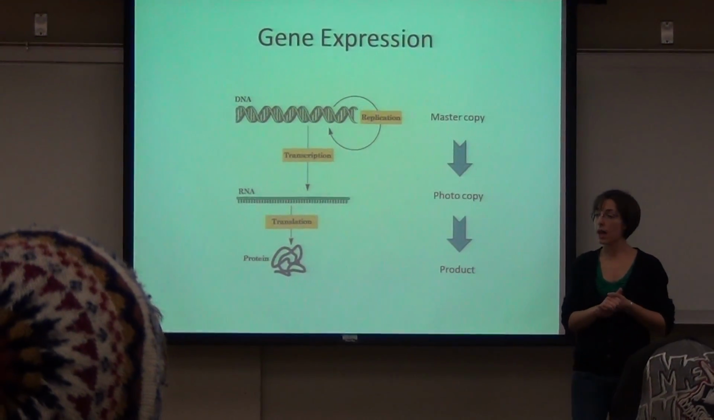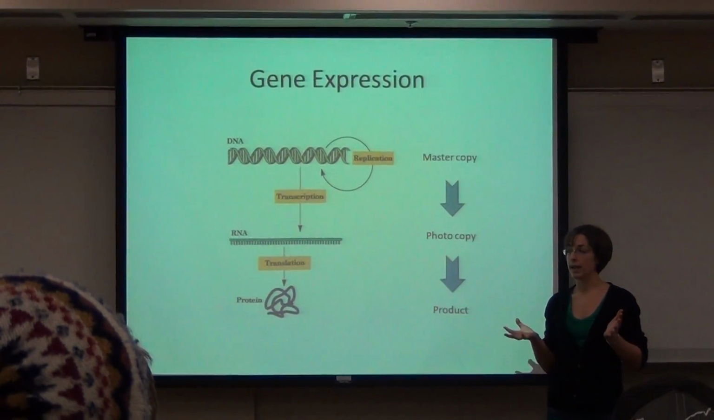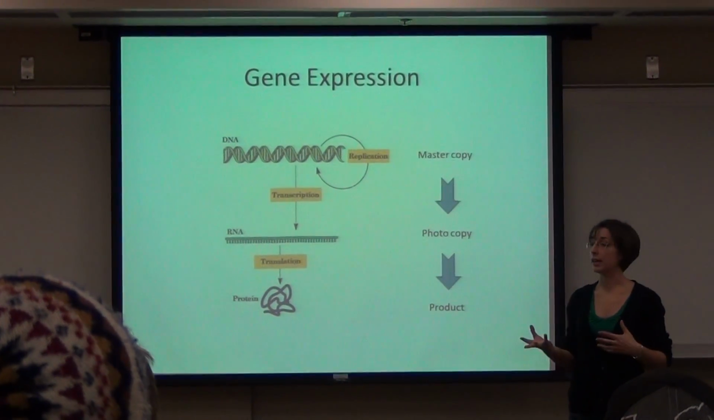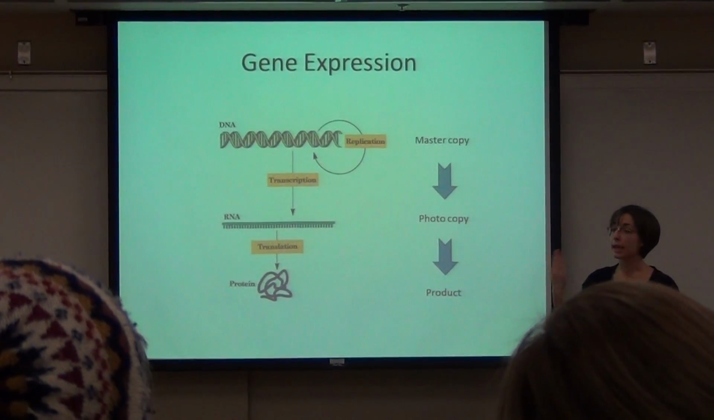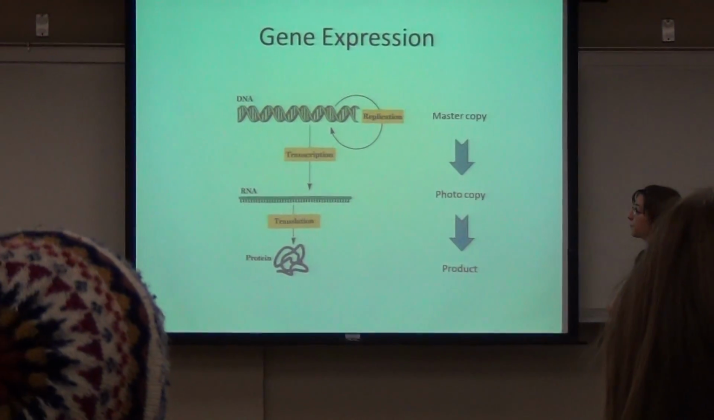And the cell needs to do that when it replicates, because if it's going to divide in two, it has to make sure it still has all that DNA and all the genetic information that it needs to keep living. So it'll replicate it, make a copy, so that each cell can have one copy of that DNA.